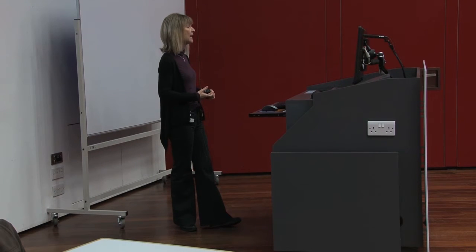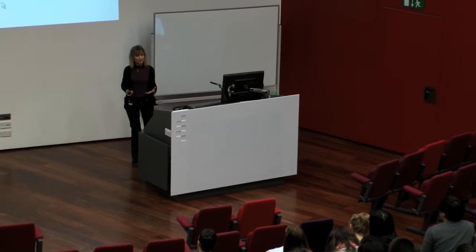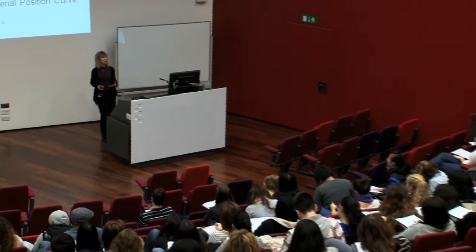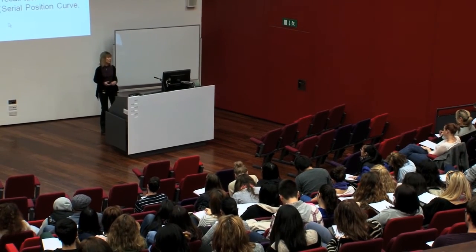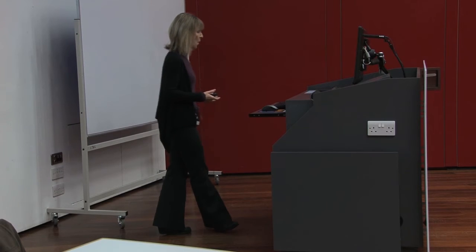More evidence for this distinction between short-term memory and long-term memory comes from encoding. Short-term memory relies predominantly on acoustic codes, whereas long-term memory depends upon semantic encoding. Now, you'd have thought that if the two systems are together, they would be using the same codes, not different codes. And then finally, a series of experiments was run concerning primacy and recency effects, and these give further evidence for this distinction between short-term and long-term memory. And we'll talk more about primacy and recency effects now.